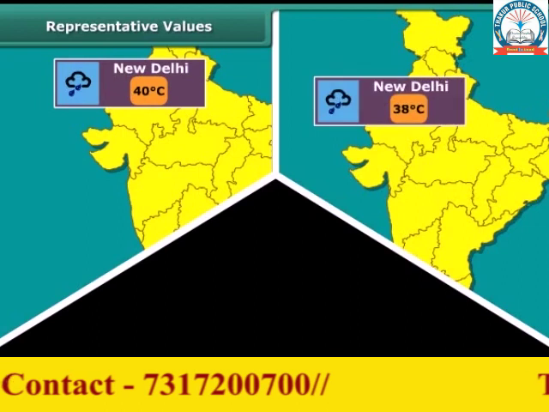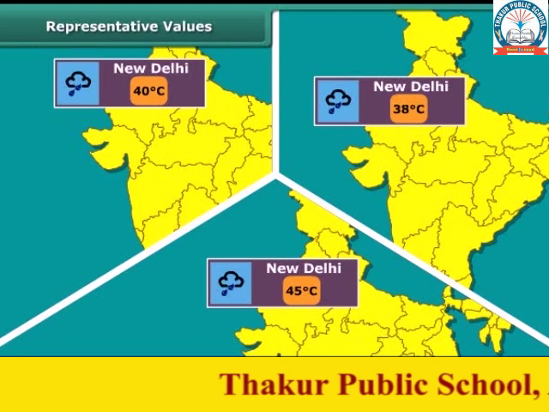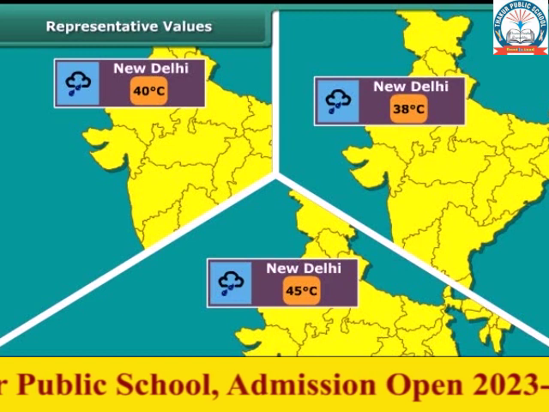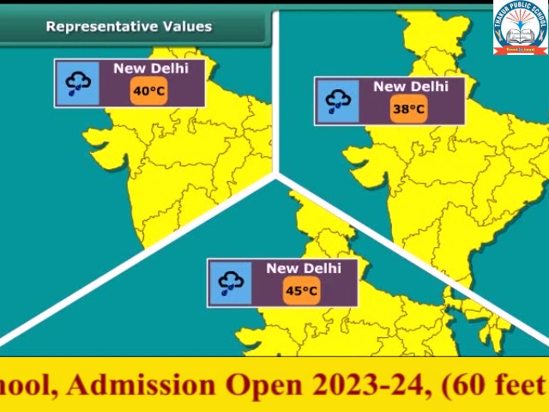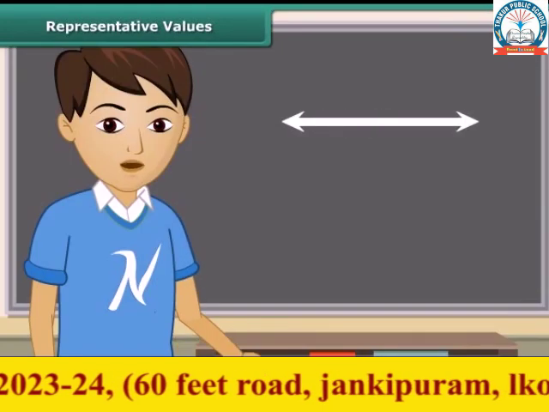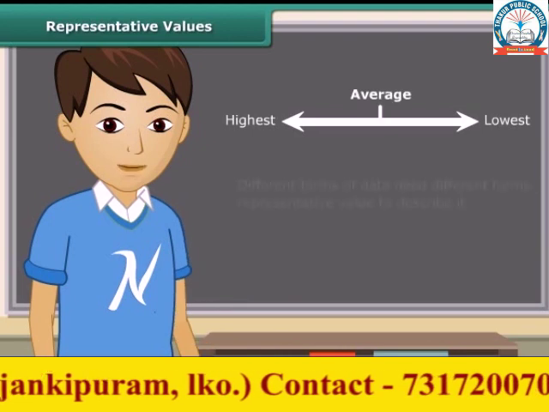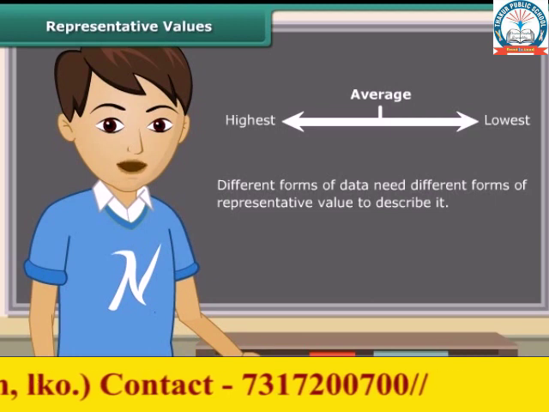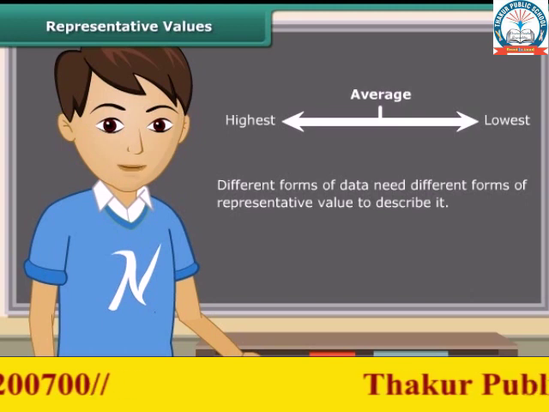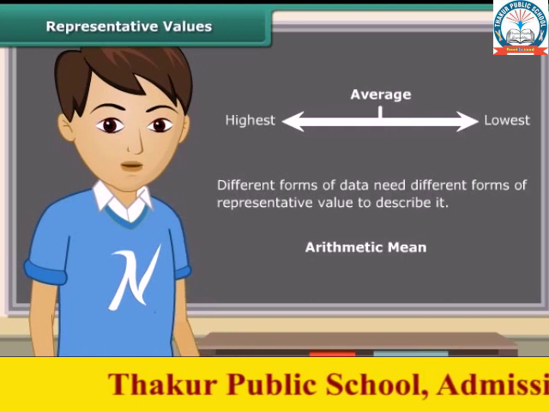Similarly, the average temperature of 40 degrees Celsius means that the temperature of New Delhi at this time of the year is around 40 degrees Celsius. Sometimes it may be less than 40 degrees Celsius, and at other times it may be more. Thus, we realize that average lies between the highest and the lowest value of the given data. Different forms of data need different forms of representative value to describe it. One of these representative values is the arithmetic mean. Come along to learn about it.